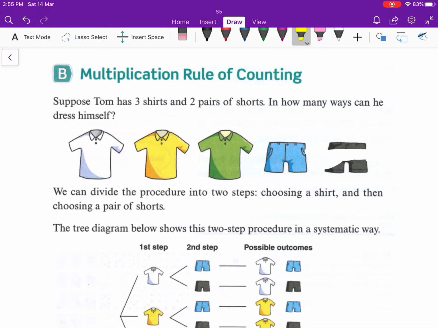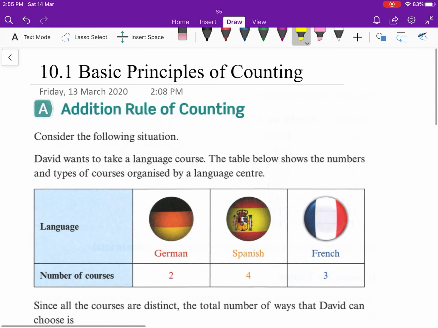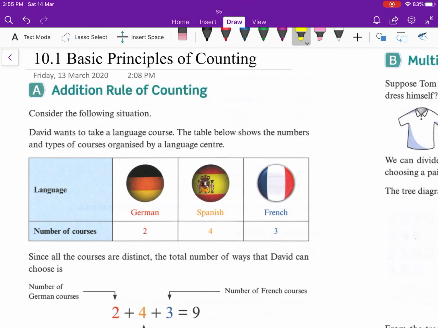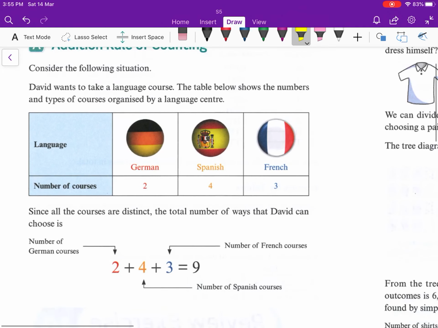10.1, the basic principle of counting. We have 2 methods to do the counting. One is the addition rule. Second is the multiplication rule, okay? So let's start with the addition rule first. The addition rule is counting how many ways you can choose one of the events. For example, if a center provides language courses, we have 2 German courses, 4 Spanish courses, 3 French courses. So how many courses can you learn?